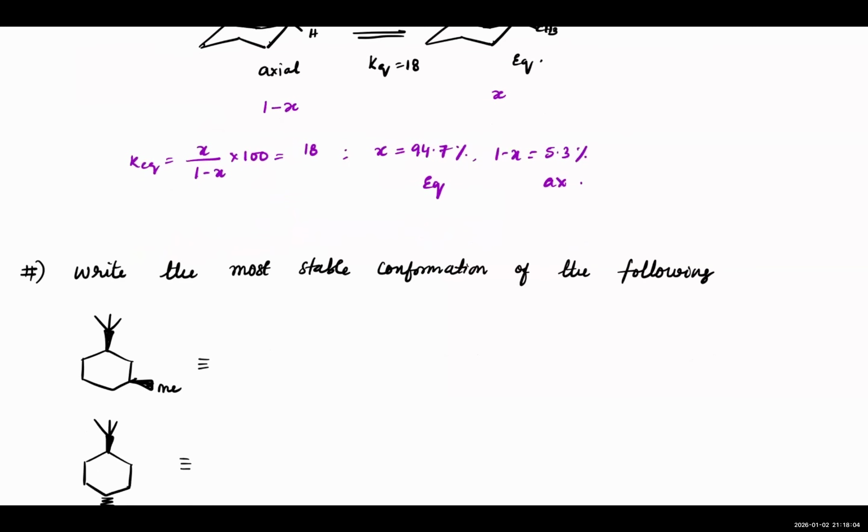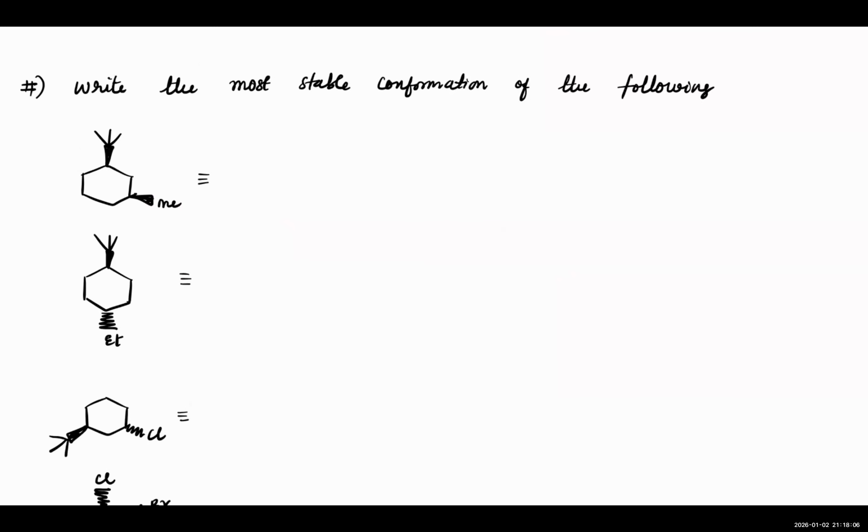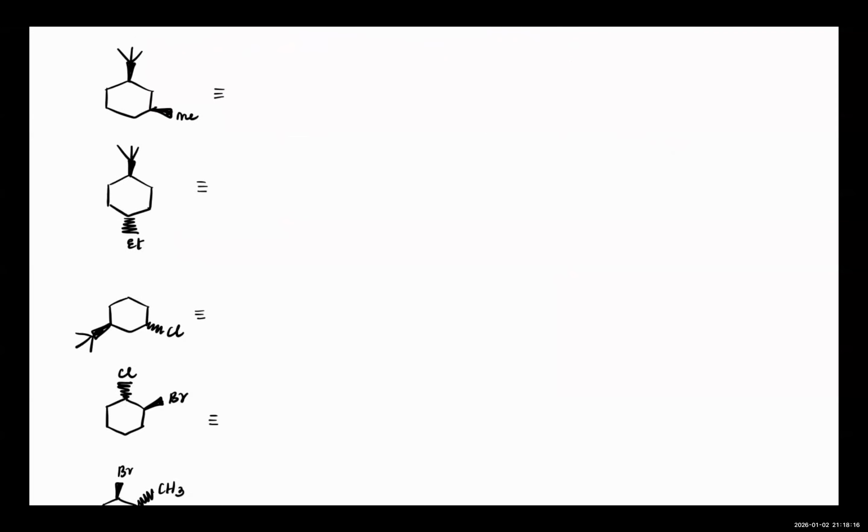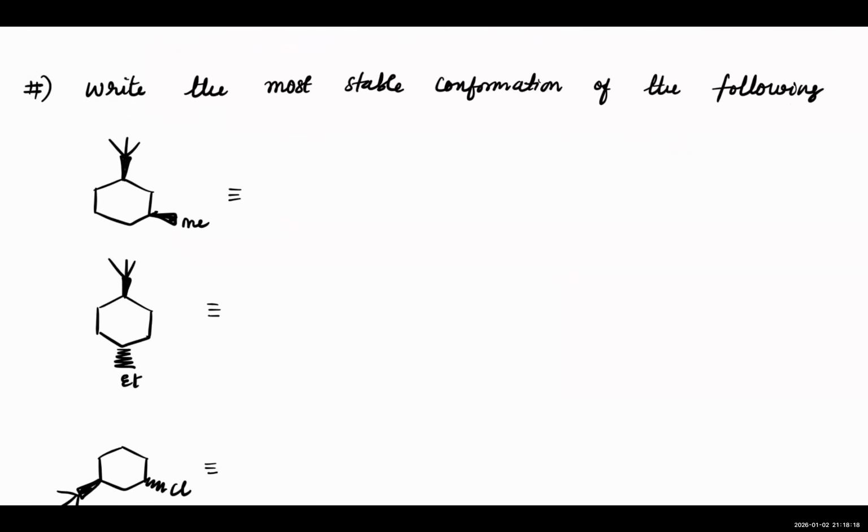And now, because I have blocked it with this group, once I blocked it, you just have to write the most stable conformer for it. How does it look like? I want all of you to do it along with me. See, first write the cyclohexane part here, like this. So you write the cyclohexane part, then block it on the equatorial position here.